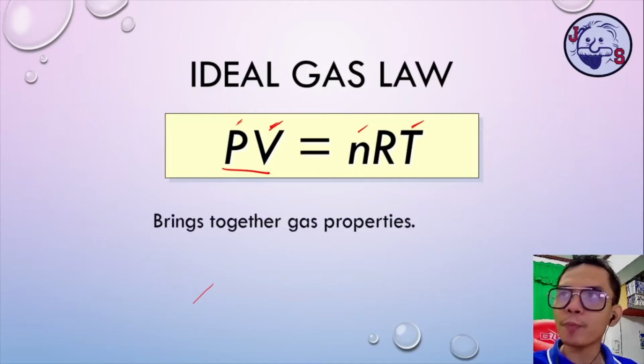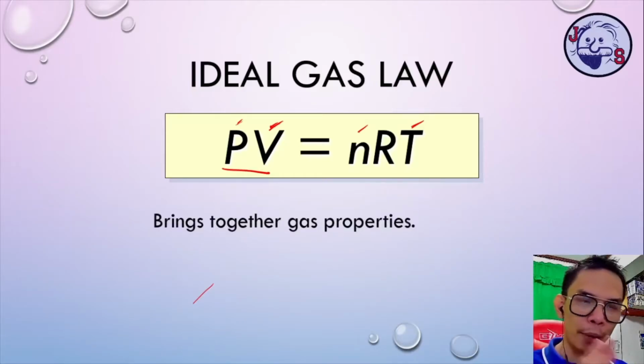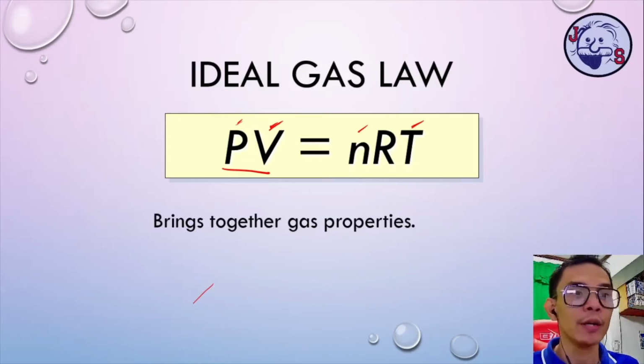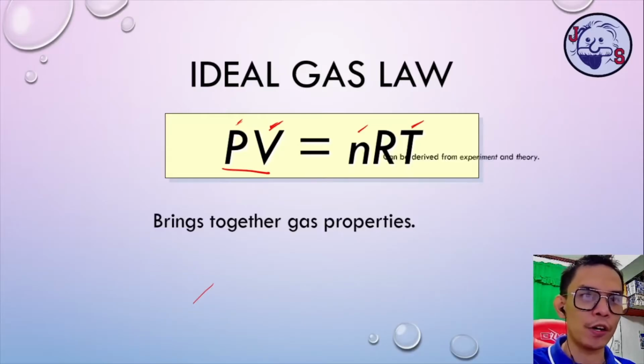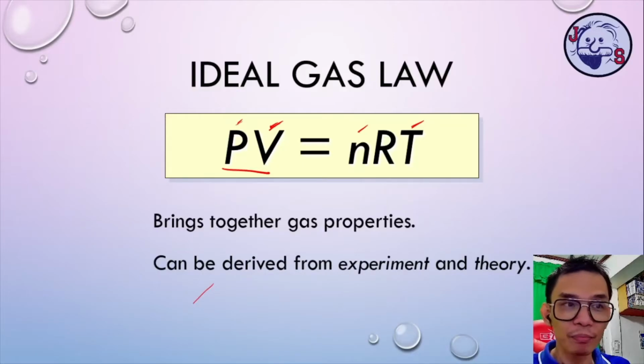So this particular idea brings together all these measurable gas properties: pressure, volume, number of moles, and temperature. The ideal gas law brings them together. And the ideal gas law can be derived from experiment and theoretical ideas. So this is where the ideal gas law came from.